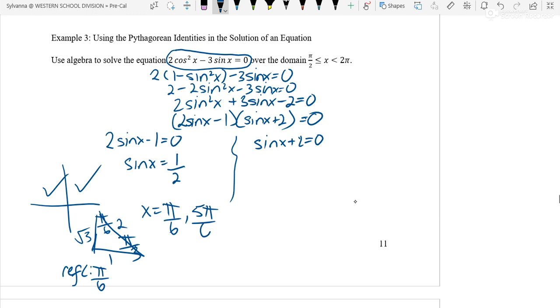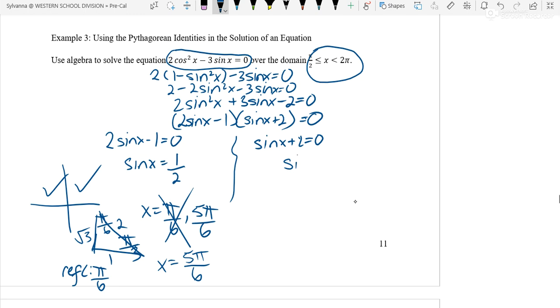Now let's check our domain to make sure that both of these are in it. And if I take a look, we actually start after quadrant 1 and all the way to 2 pi. So that means I need to discard this solution. It's not in my domain. x is actually only 5 pi over 6 because of our domain. We restricted it, so we have nothing in quadrant 1.